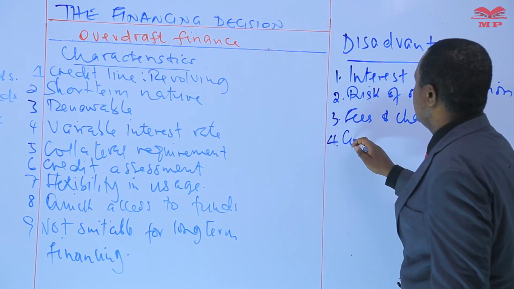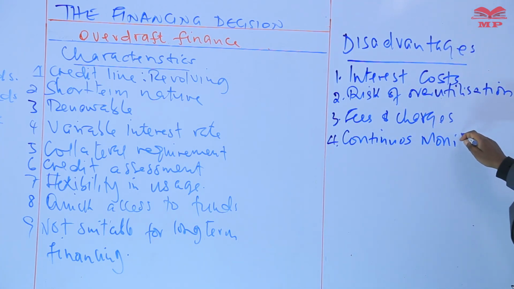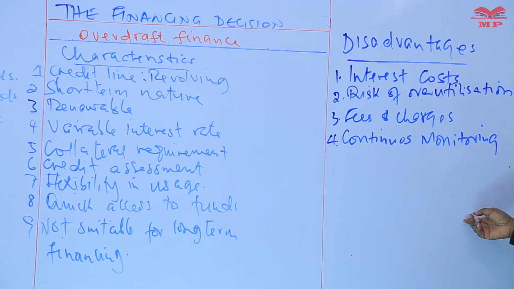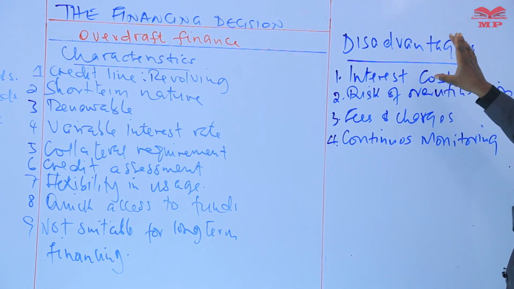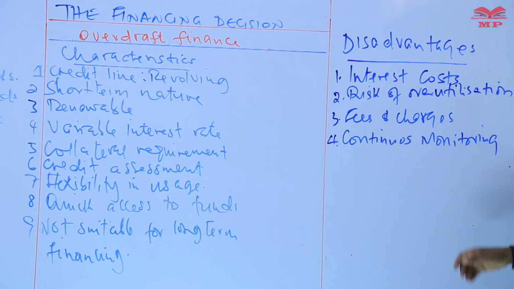Number 4, continuous monitoring. Continuous monitoring is also a disadvantage. Banks may continuously monitor businesses with overdraft facilities. If there are significant changes in the business financial condition, then the bank may adjust the terms or the limit of the overdraft. So businesses that use this source are subject to continuous monitoring by the banks.